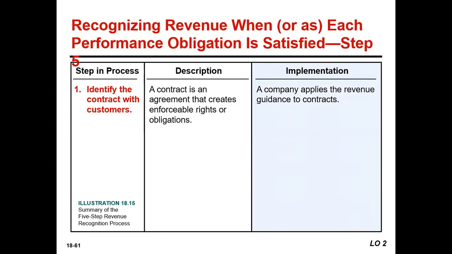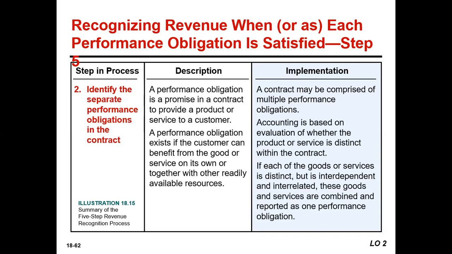So we go back again. Each performance obligation is satisfied under step 5. So under step 1, identify the contract with customers. The description is a contract is an agreement that creates enforceable rights or obligations. Implementation, a company applies the revenue guidance to contracts. Step 2, identify the separate performance obligations in the contract. Description: a performance obligation is a promise in a contract to provide a product or service to a customer.